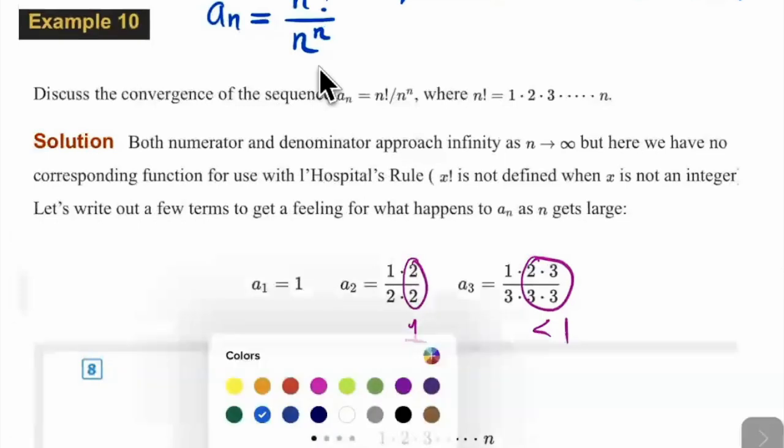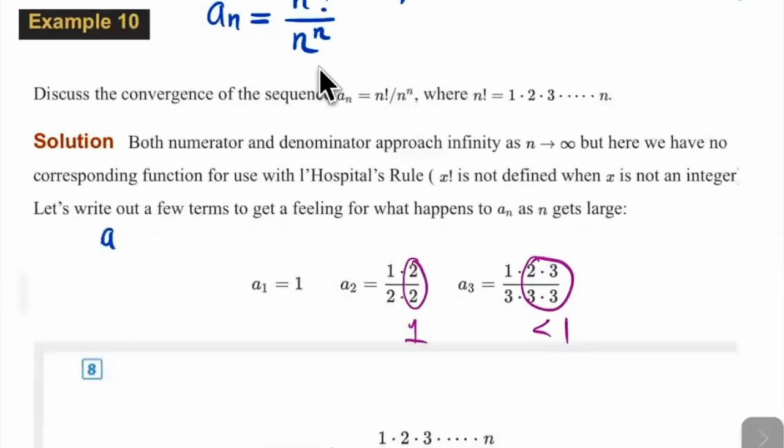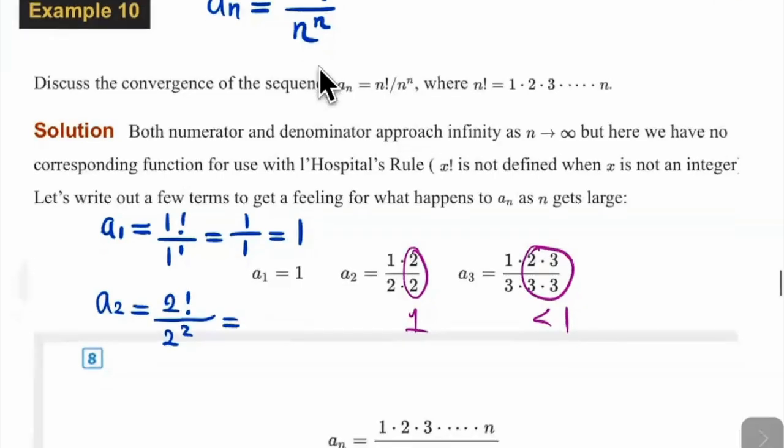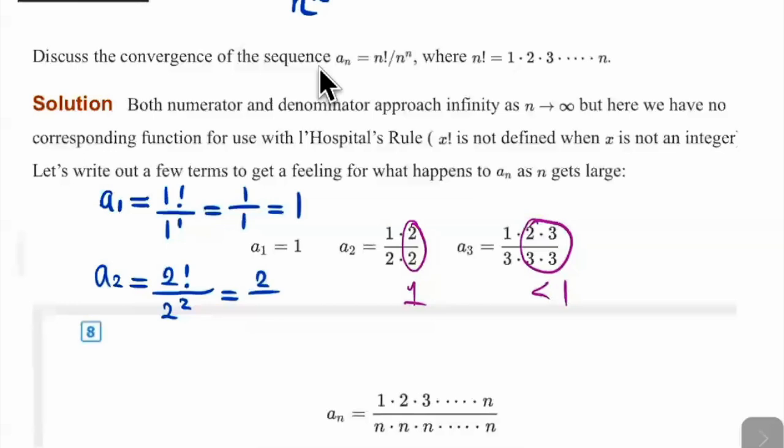A1 over here is, okay, I'm going to list it out this way. A1 is what? It's going to be 1 factorial over 1 to the 1. What's 1 factorial? 1. 1 to the 1 is 1. So that is 1, right? Let's write A2. A2 is what? 2 factorial over 2 to the second. What's 2 factorial? 2. So you get 1/2, right?